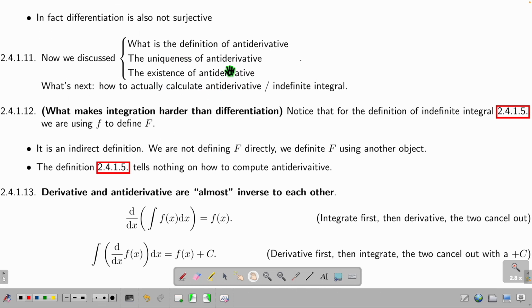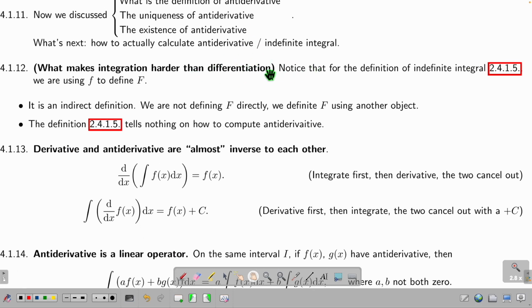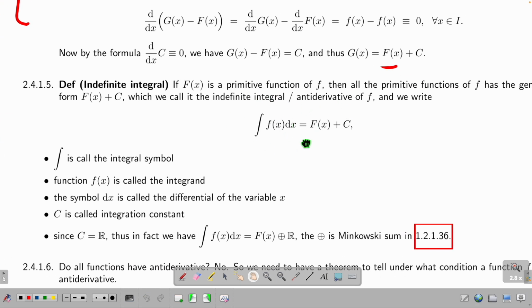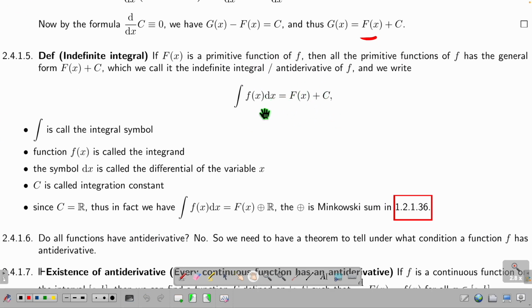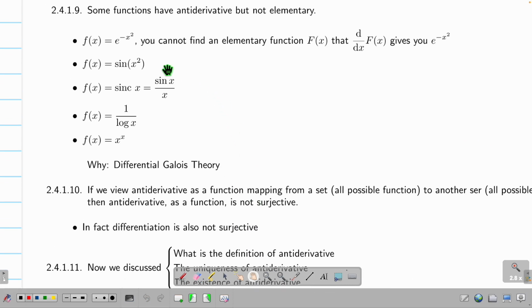So we basically talked about what is an antiderivative. That means we call it the indefinite integral, and uniqueness and existence. Then here's the important part. Why is integration very difficult? Because if you go to 2.4.1.5, it says that if I have a small f, give me this expression, then this thing is called an antiderivative. And this definition is true for any f. That means it includes what kind of f? This kind of crazy f.